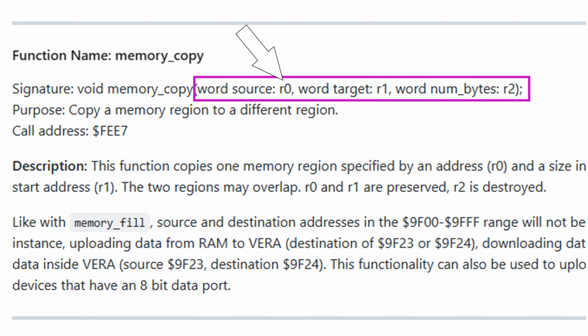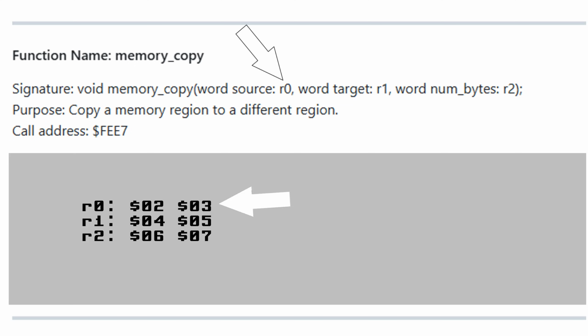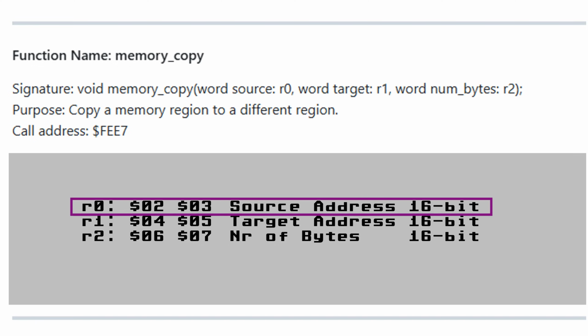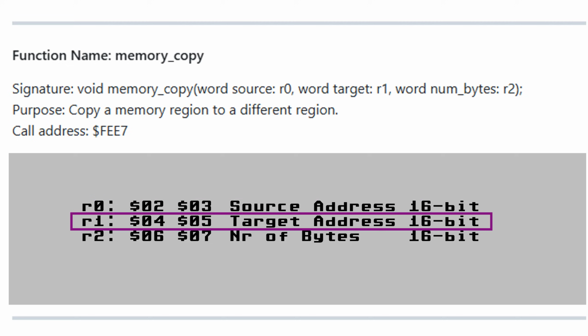The R parameters describe zero-page locations, and this is how all the kernel functions on the X16 are documented. R0 refers to addresses 2 and 3, R1 to 4 and 5, R2 to 6 and 7, so each one describes a 16-bit parameter. And we're familiar with the parameters: source address, target address, and number of bytes to copy.